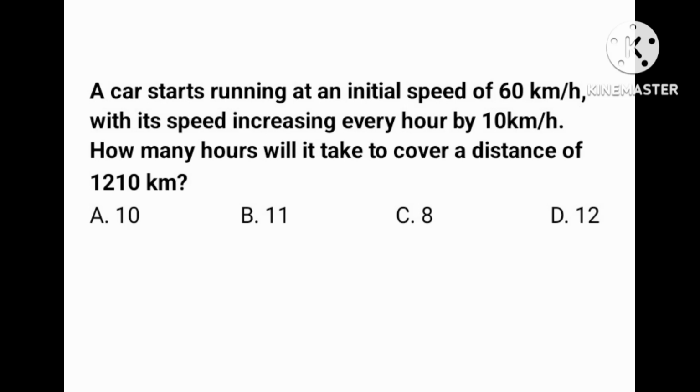A car starts running at an initial speed of 60 km per hour, with its speed increasing every hour by 10 km per hour. How many hours will it take to cover a distance of 1210 km? Four options are given: 10 hours, 11 hours, 8 hours, and 12 hours. To find the correct answer, let us start the solution.